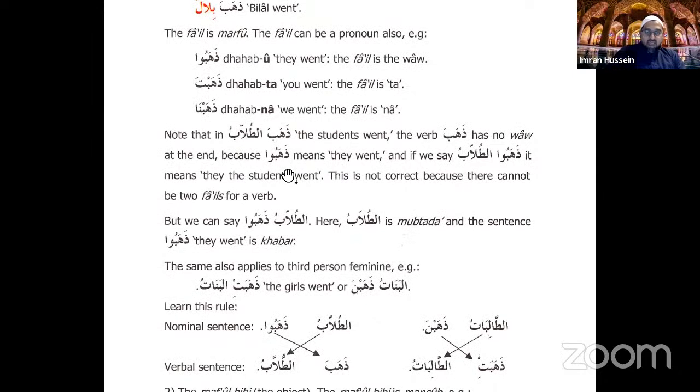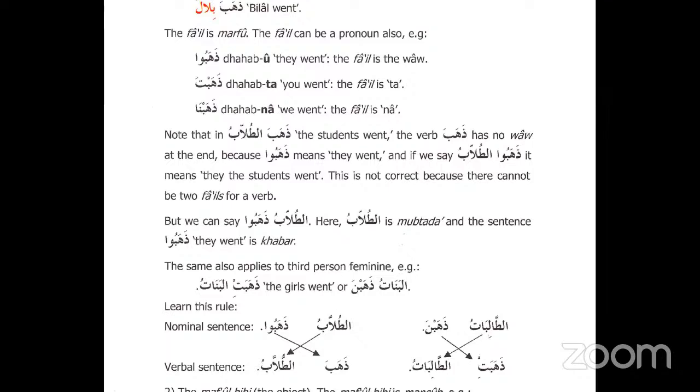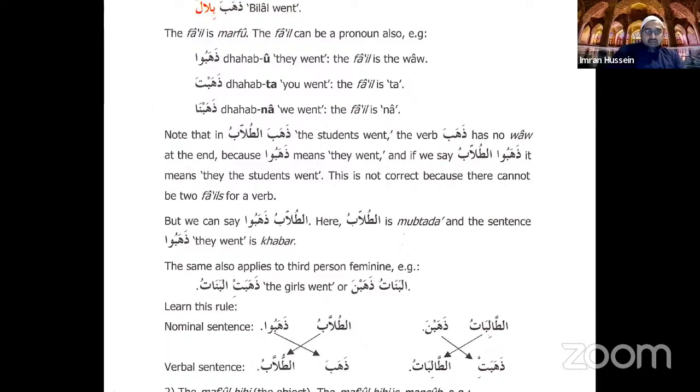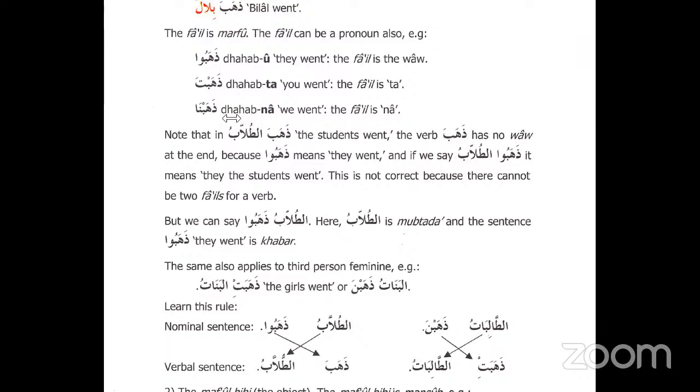However, now the question comes: is there any way of having a sentence where the verb dhahabu is plural and at-tullabu is also plural? Is there any way of constructing a sentence where you have dhahabu and at-tullabu? Yes, there is. Sister Sadiqa, how would you make it? We'll say at-tullabu dhahabu.